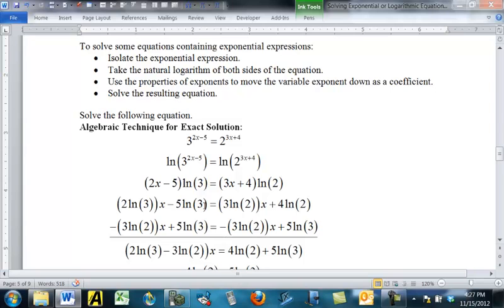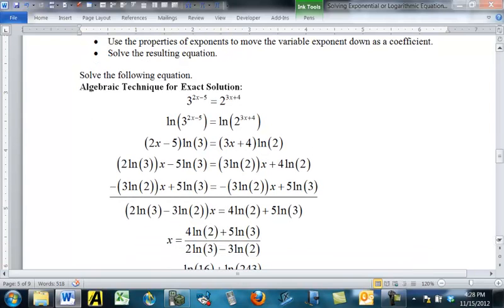And on the left, the 5 ln of 3's cancel out, and we get these two things added together with the x's. So the way you add those together is you factor the x out with the distributive property and add the coefficient. So the new coefficient is 2 ln of 3 minus 3 ln of 2. Well, now you just have some constant times x equals some other constant. You just got to divide both sides by the coefficient of the x to cancel out the 2 ln of 3 minus 3 ln of 2 on the left side, leaving x by itself. And now we have a solution.